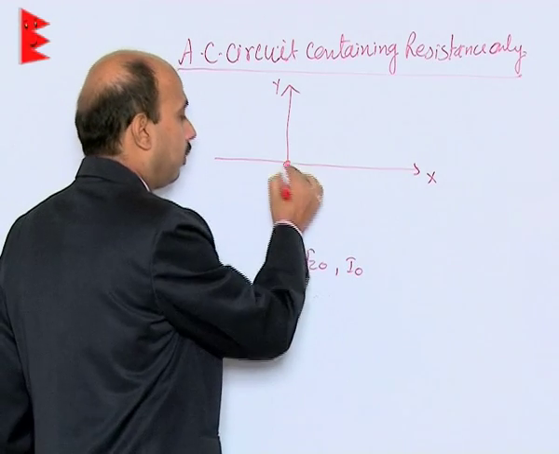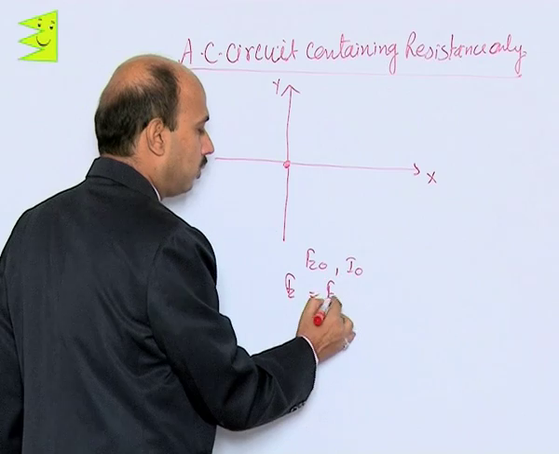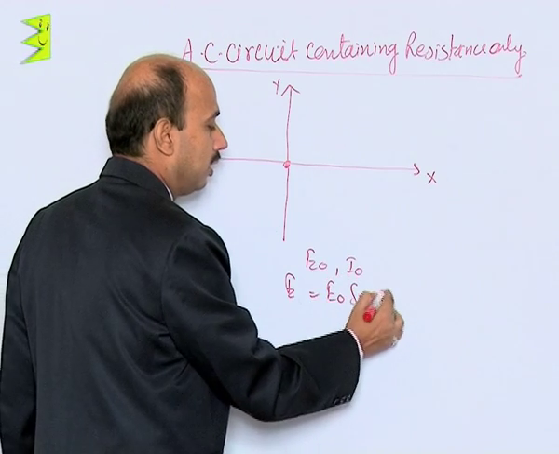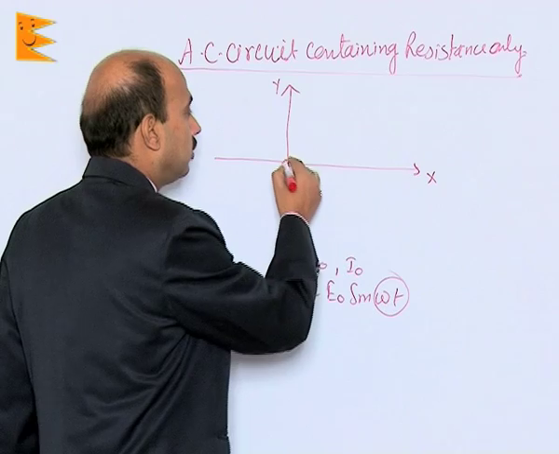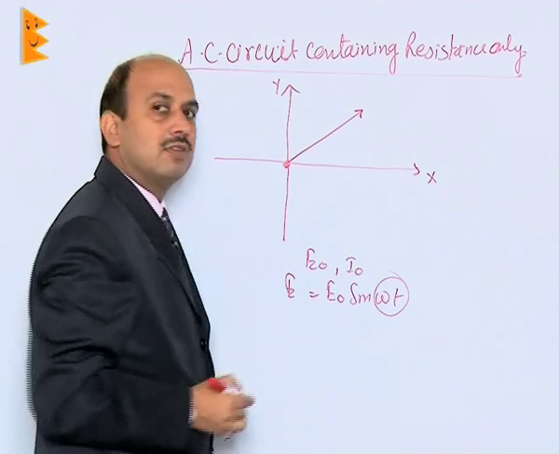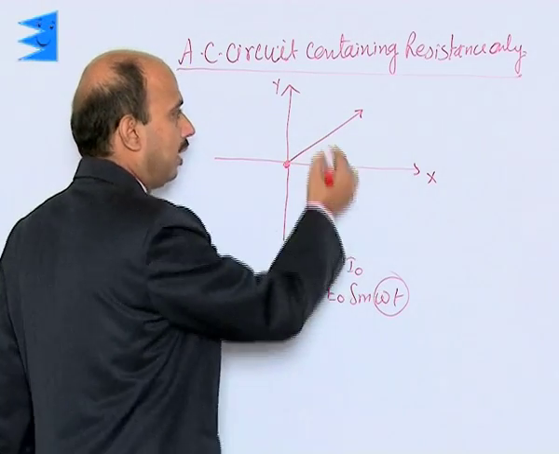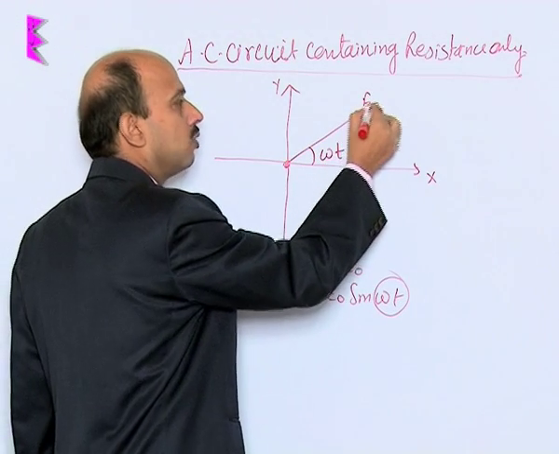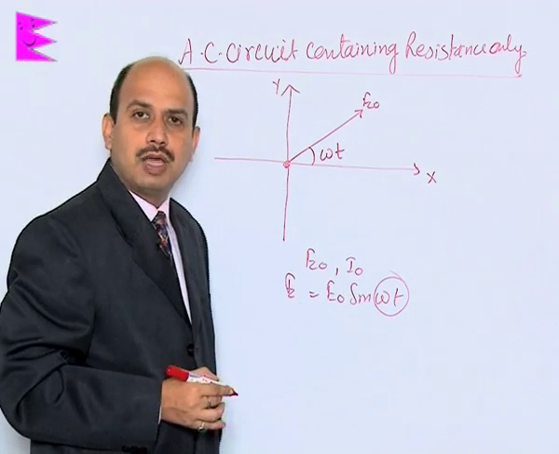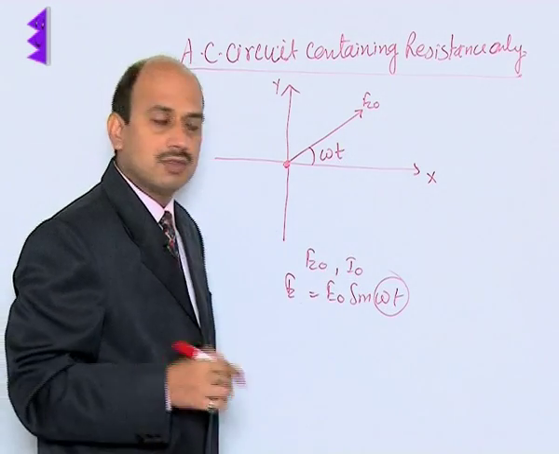So, we know the equation is E is equal to E naught sin omega t. So, omega t is the angle here. Now somewhere it is here. So, this is the vector which rotates about the origin with the angular speed omega. This can be represented by omega t, and this arrow is known as E naught, that is the peak value of EMF, and these arrows are basically also called phasors.